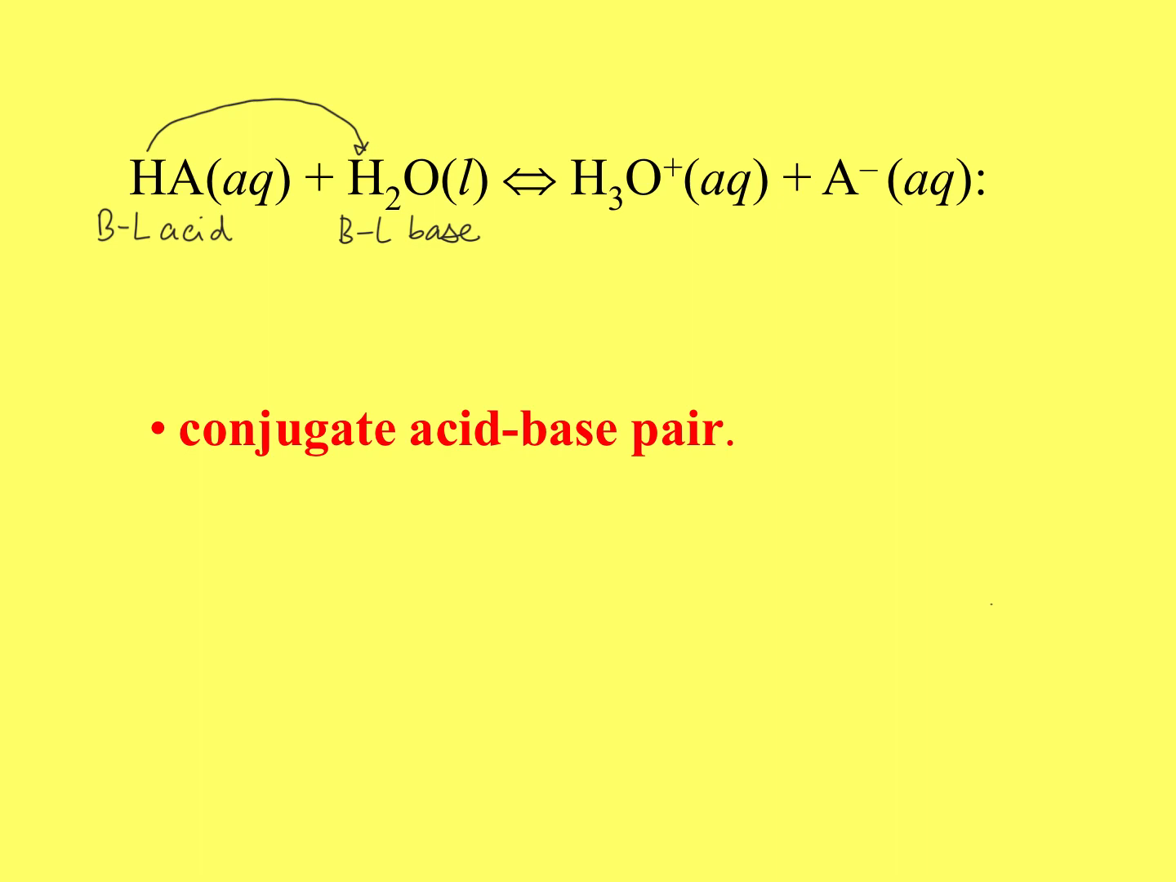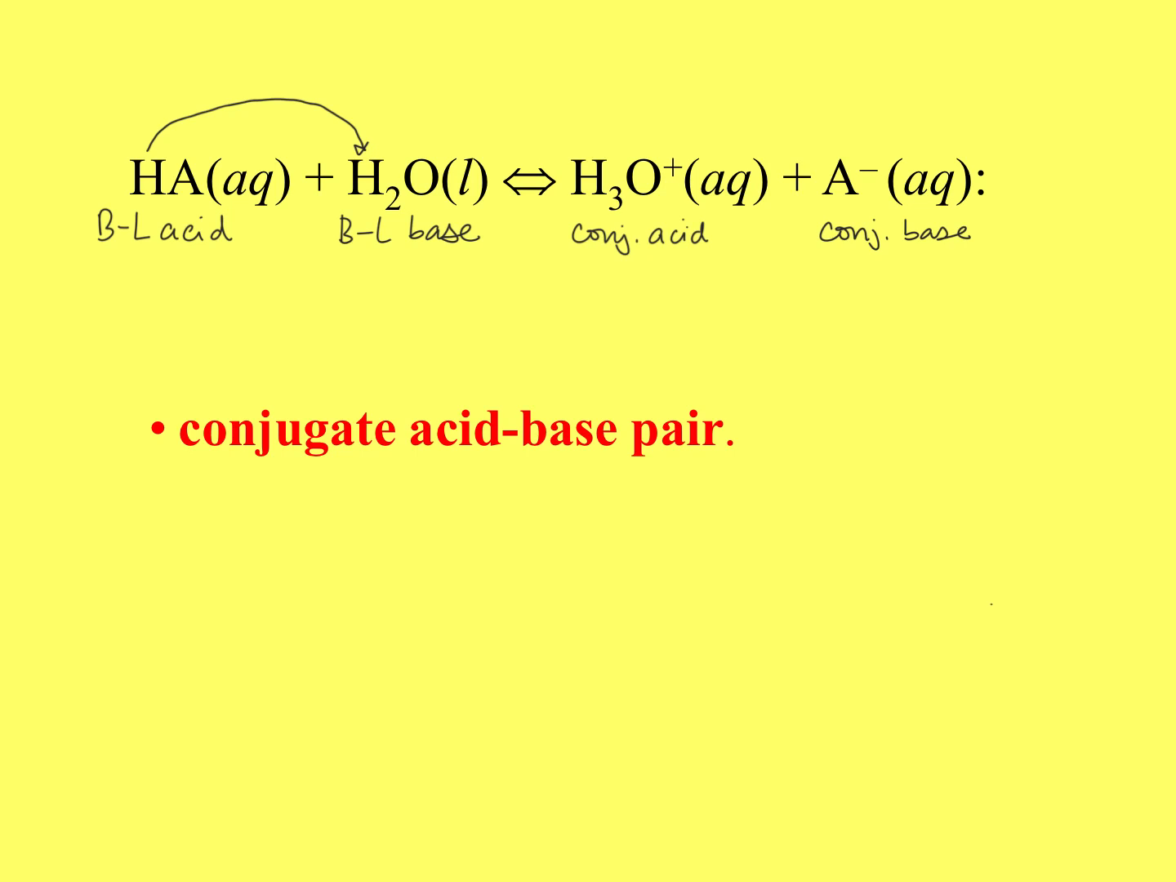So when an acid gives up a hydrogen, what is left over is the conjugate base. So in this case, A negative is going to be known as the conjugate base. And for H2O, which is acting like a base in this case by the Bronsted-Lowry definition, when it gains a hydrogen, it becomes H3O plus, which is a conjugate acid in this case.